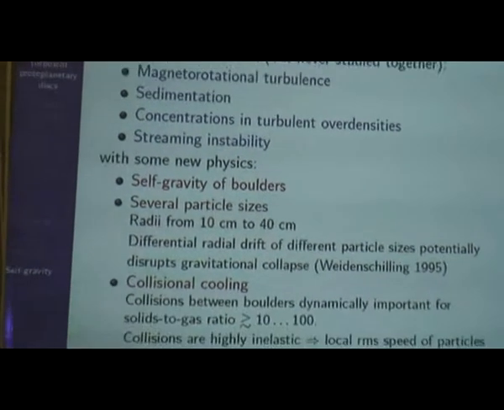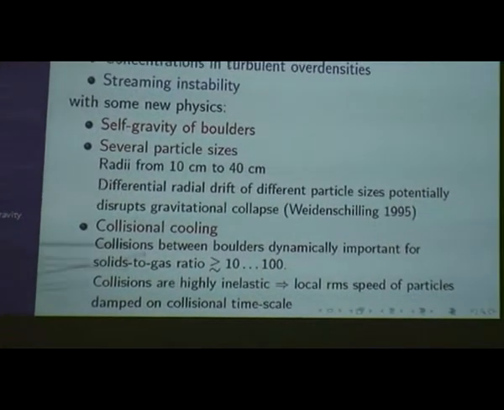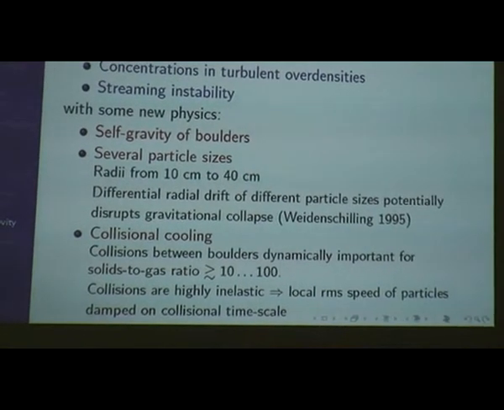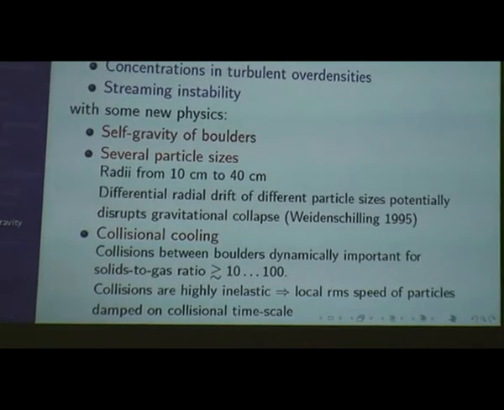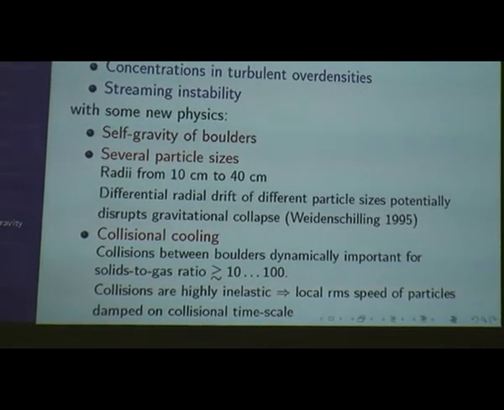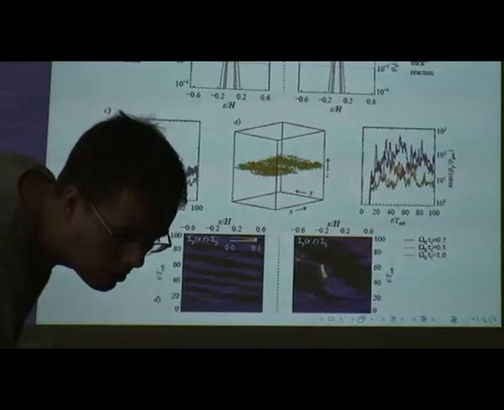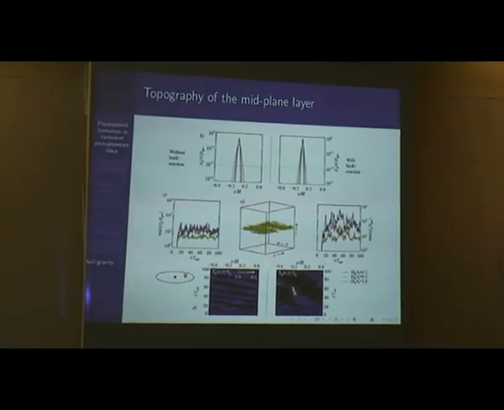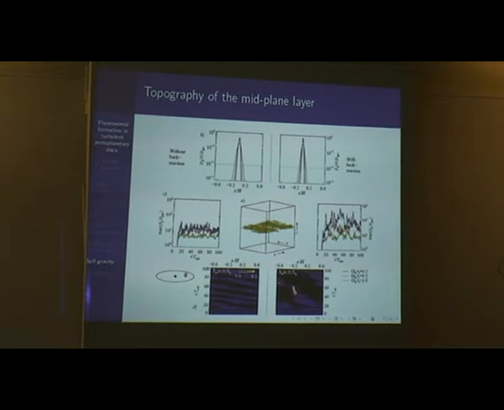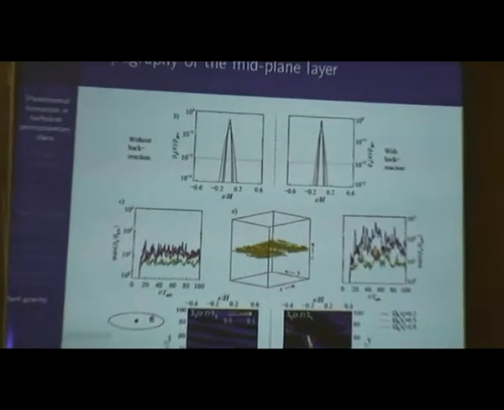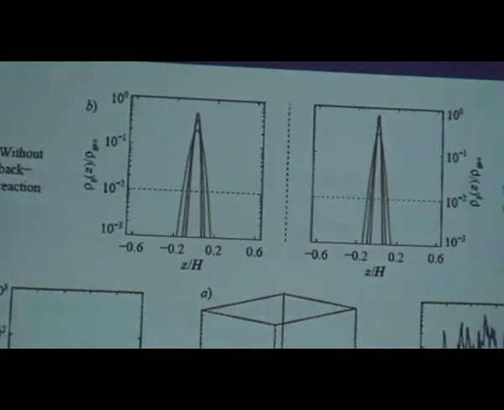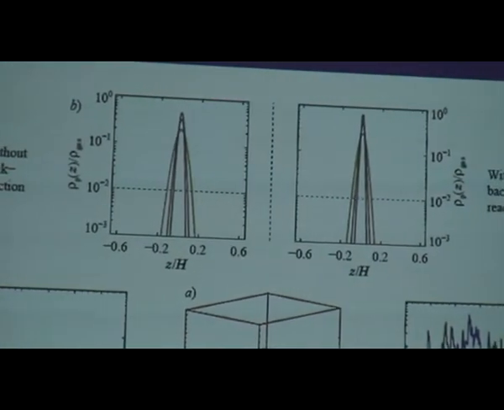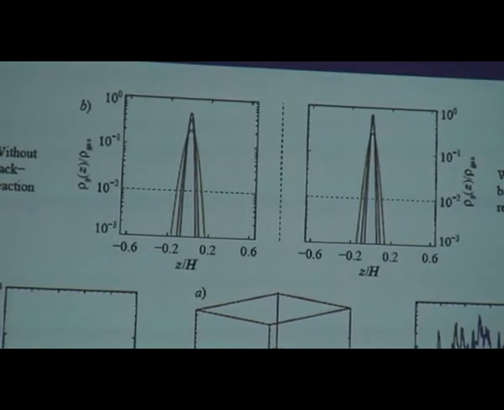And then we also considered several particle sizes, and not only one size. We actually took anything from 10 centimeters to 40 centimeters in four different bins. And one thing which was interesting was to combine the MRI turbulence with this two-way drag force instability. Because I have here on the left-hand side three plots where I ignore the drag force from the particles onto the gas. In this case, the streaming instability doesn't operate.